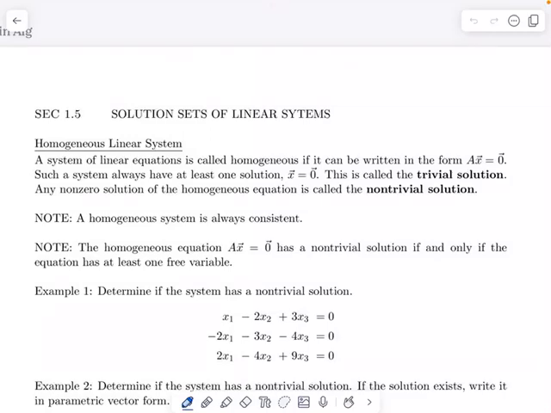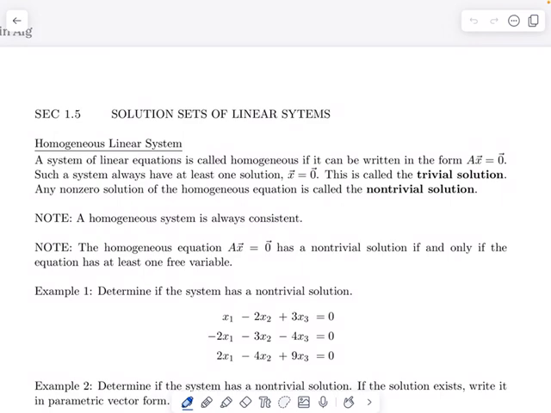We now look at section 1.5, solution sets of linear systems. Now there are two types of linear systems we will tackle. One is homogeneous linear system and the other is non-homogeneous linear system. What is a homogeneous linear system?